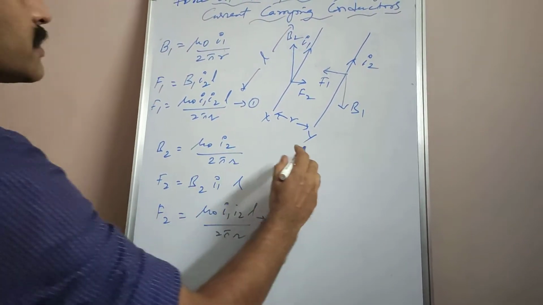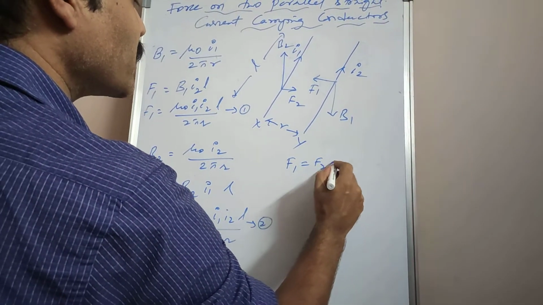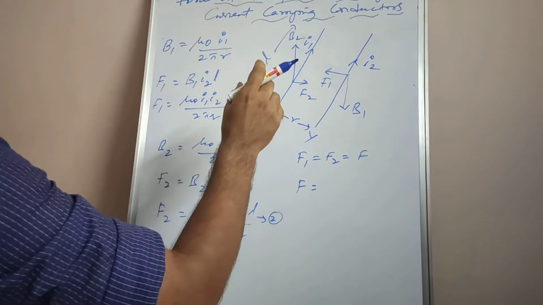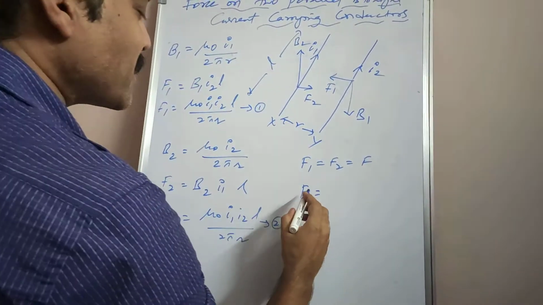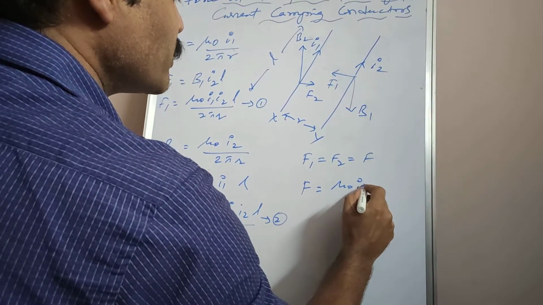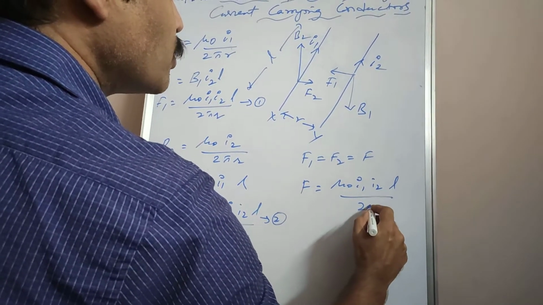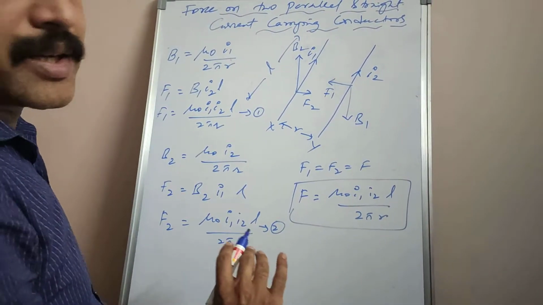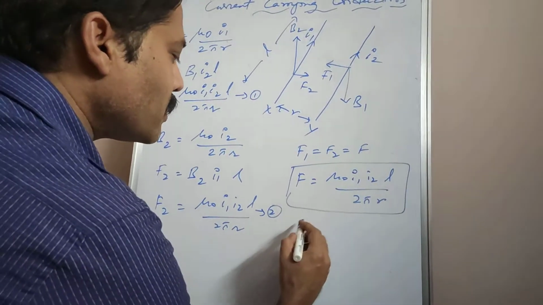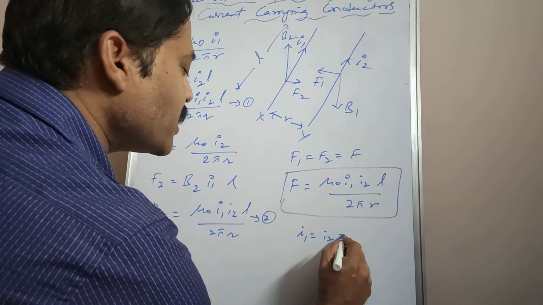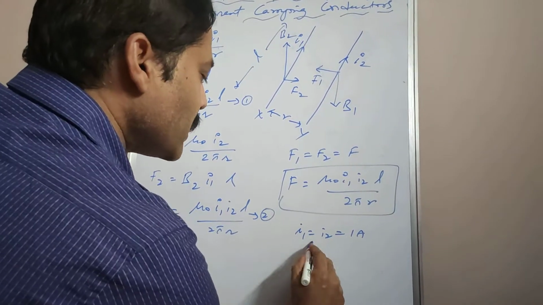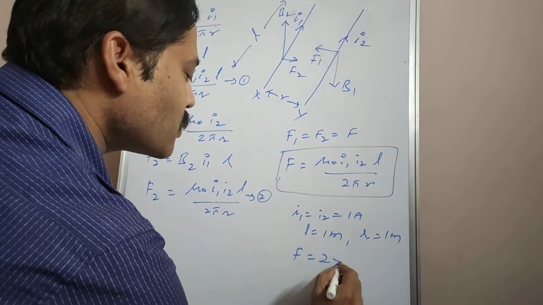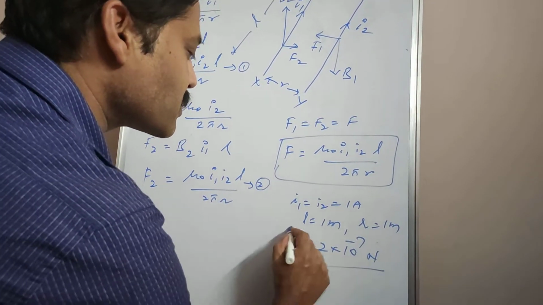So the two forces are equal. You can take F1 equal to F2 equal to F. Therefore, the force experienced on two parallel straight conductors carrying current is given by F equal to mu naught I1 I2 L by 2 pi r. So this is the force on two parallel conductors carrying current. Now if I1 equal to I2 equal to 1 ampere, L equal to 1 meter, r equal to 1 meter, then F is equal to 2 into 10 power minus 7 newtons.